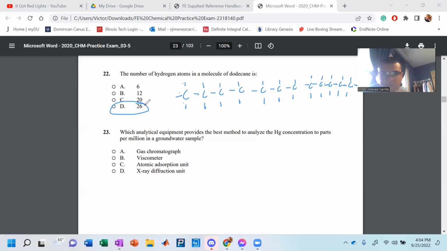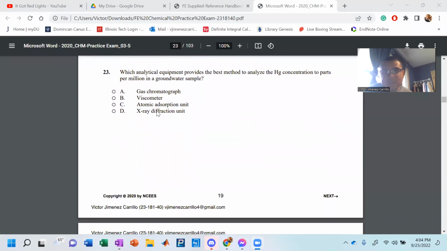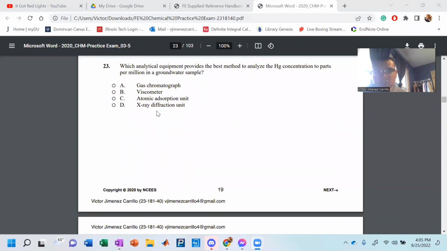Okay. Number 23. It says, which analytical equipment provides the best method to analyze the mercury concentration in parts per million in a ground sample? Well, gas chromatography. If you work at OroChem, you should know this. So gas chromatography. It separates and analyzes compounds that could be vaporized without decomposing them. In other words, it just vaporizes them and separates them. It won't destroy the molecule itself. That doesn't give you anything about concentration, though. It just tells you what it is.